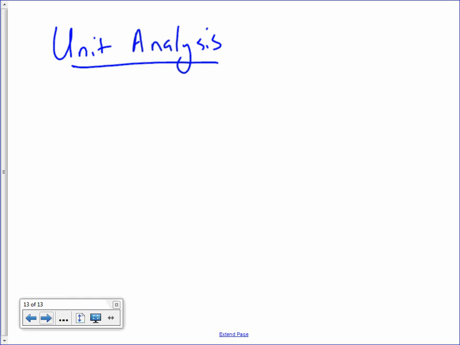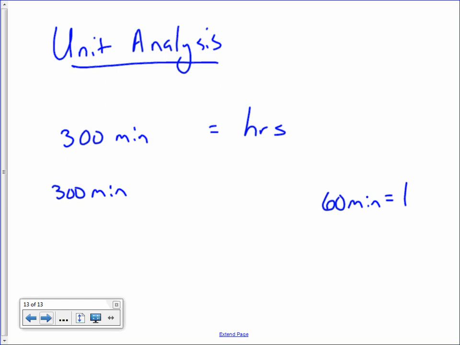So for instance, we looked at an easy one. If I said we had, let's see here, 300 minutes, and I want to convert my minutes into hours. Well, many of us know that there is 60 minutes in 1 hour. So 60 minutes, this is our conversion, is equal to 1 hour.